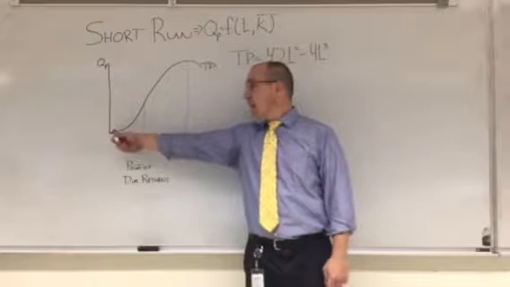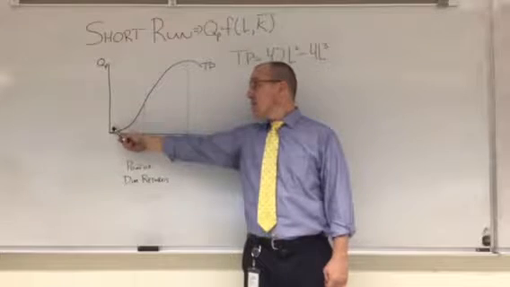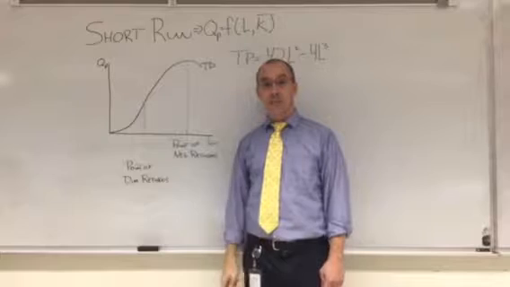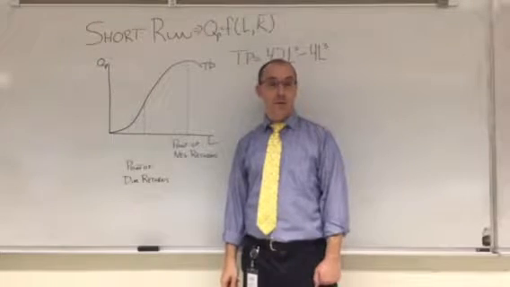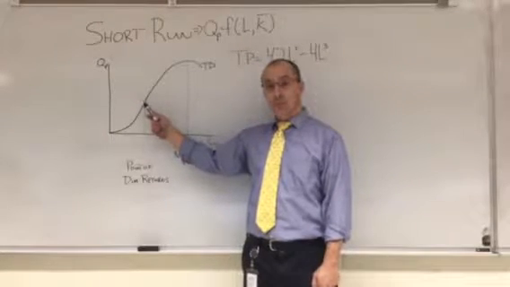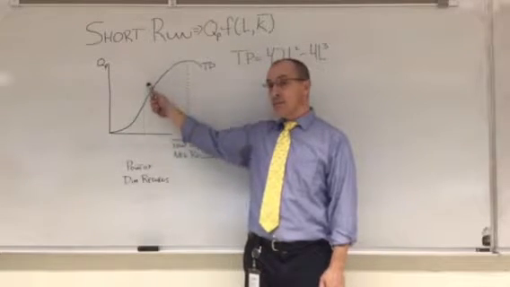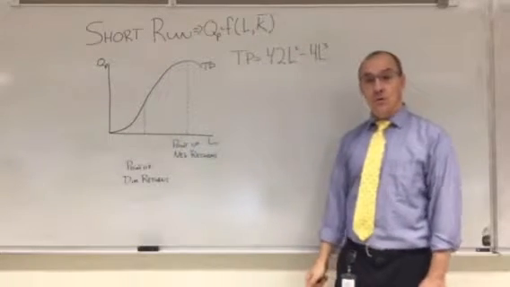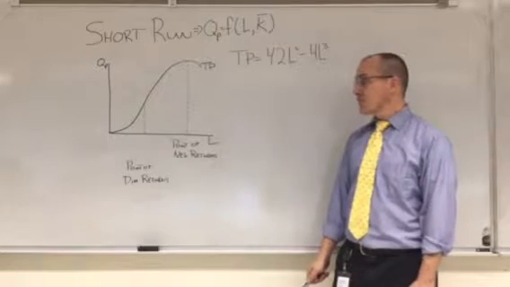This is the point where, as we add additional workers, at first adding additional workers causes the total amount produced to go up, but go up at an increasing rate. Each subsequent worker adds more to the total product than the previous worker. Once you pass the point of diminishing returns, adding each additional worker still adds to the total product, but at a lesser and lesser amount. Each additional worker brings somewhat less additional product to the production function.